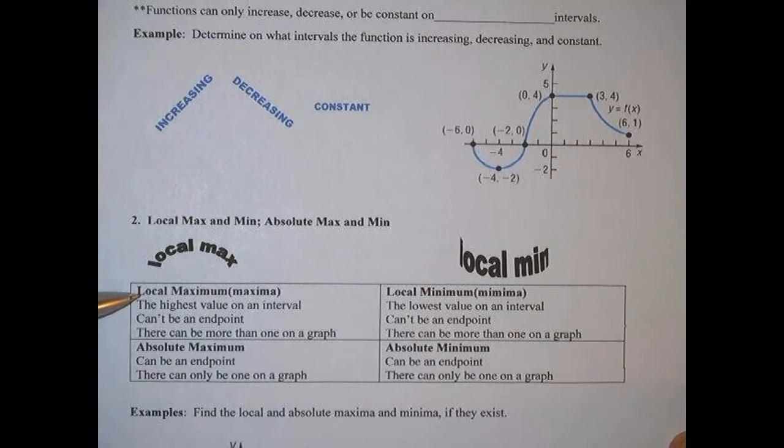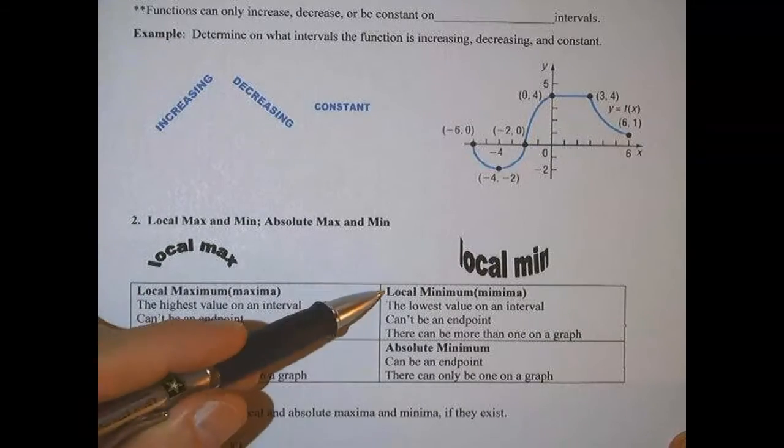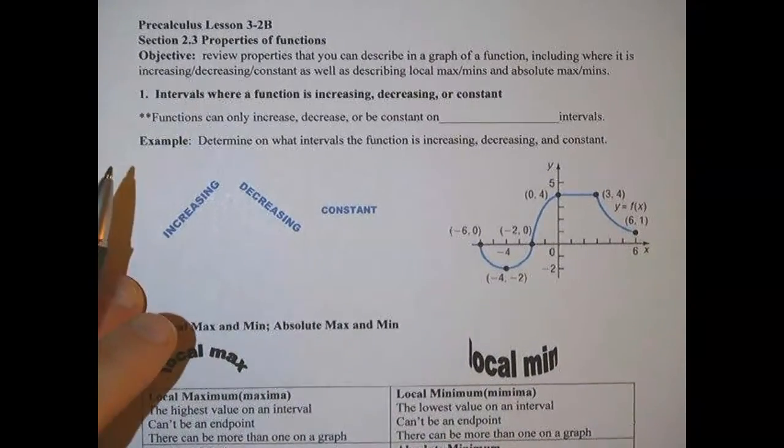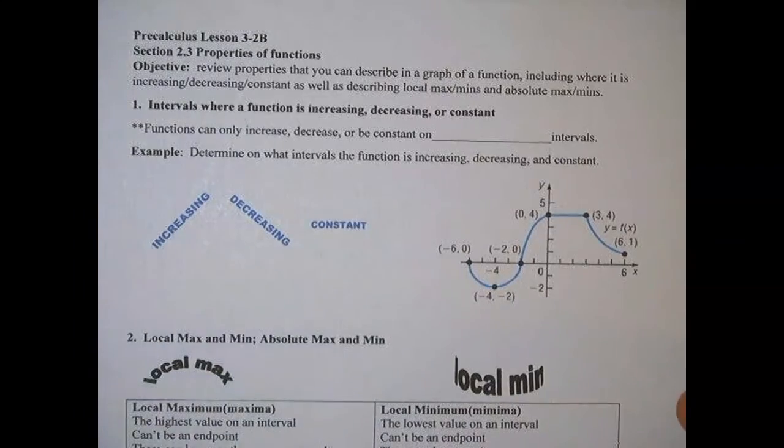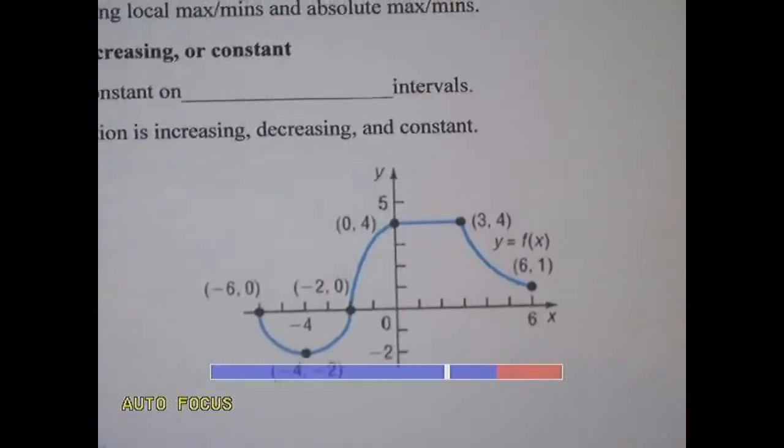So you've got two kinds. You've got a local max and an absolute max, and then a local min and an absolute min. All right, so let's first talk about increasing, decreasing, and constant. We're looking at a function here.